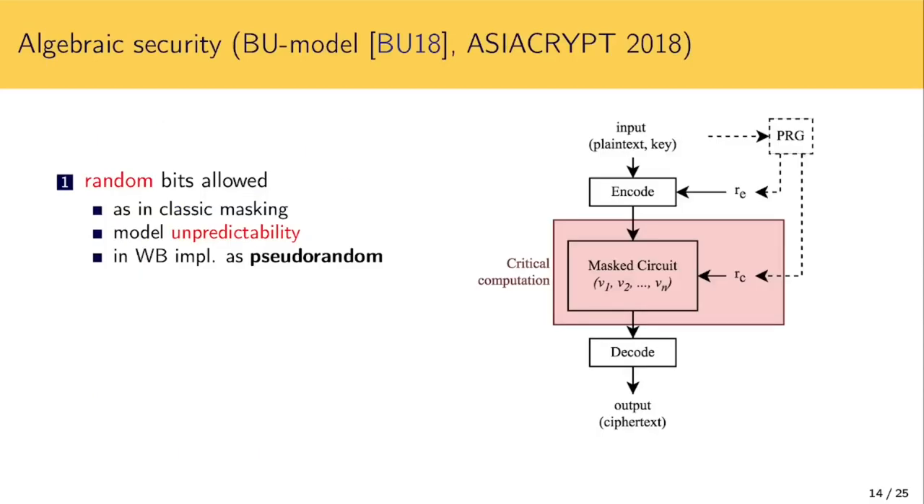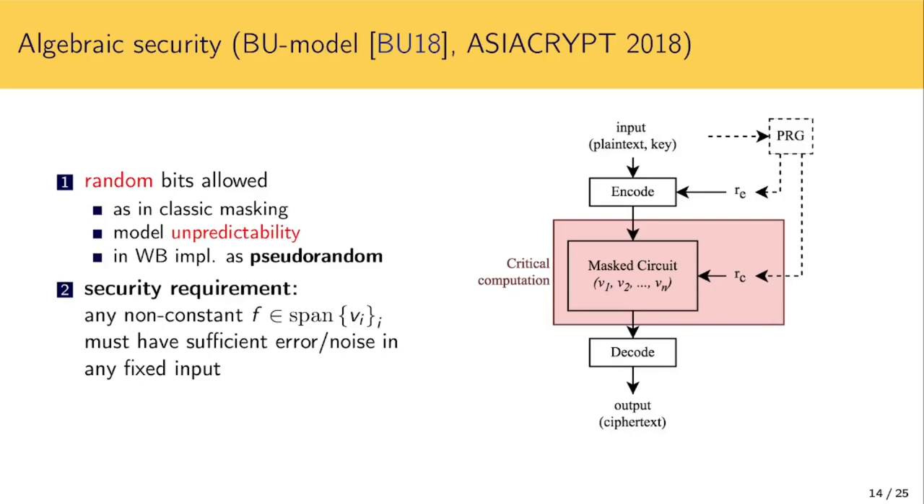The framework of algebraic security was proposed by the authors of this work at Eurocrypt 3 years ago. The security model is defined in a setting similar to side-channel security models, such as probing security. The implementation is allowed to use randomness, which in the white box setting has to be replaced by pseudo-randomness, and also includes encoding and decoding steps, which are not included in the analysis.